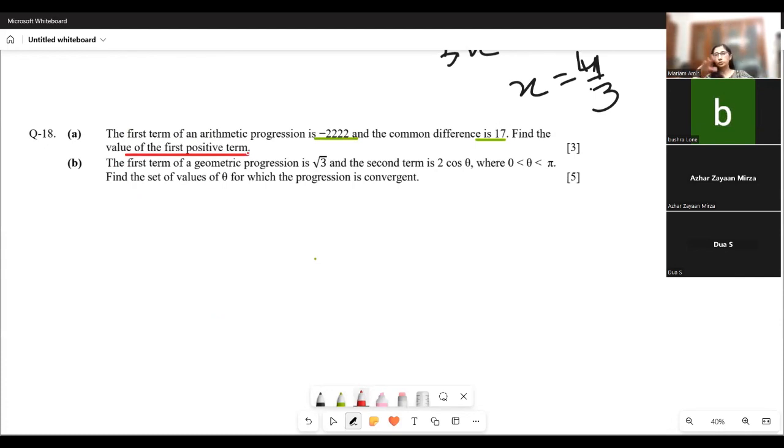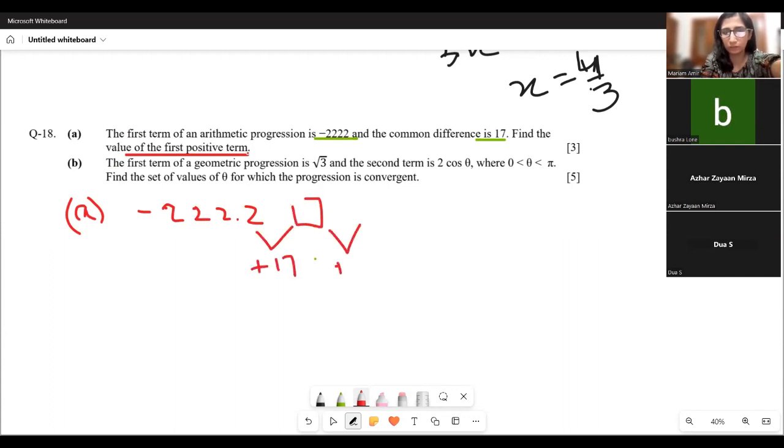So you have to keep adding 17 to the previous term to get the next term, and then you have to find the first positive term. How do we do that? What's going to be the first positive term? Right. First term given to us is -2222. Then you add 17 to it, and you get the next term. Then you add 17 to that, then you get the next term. The question is find the first positive term. So when does this become a positive value and what is that positive value?